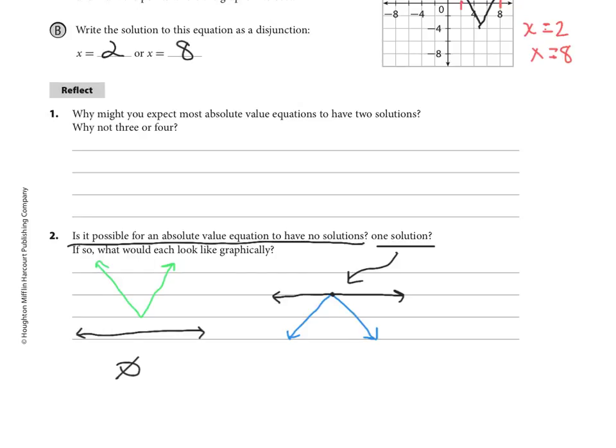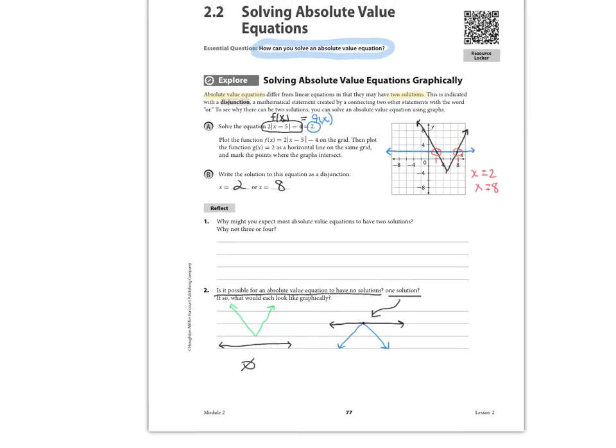So to recap, one way to solve an absolute value equation is to graph the left side of the equation, then graph the right side of the equation, and look for where the two functions intersect. That point of intersection, the x value, is your solution.